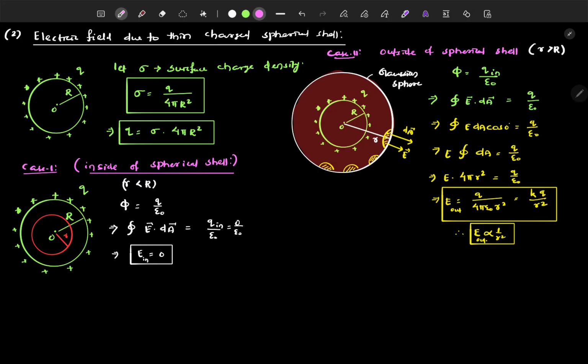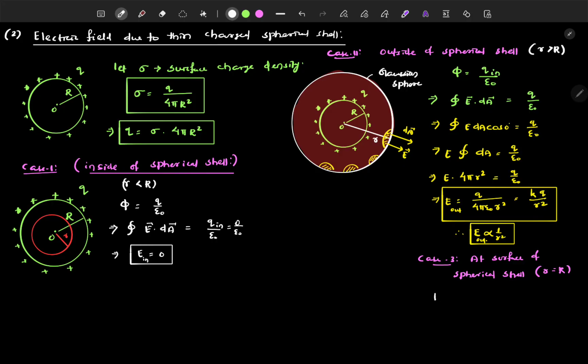Now case 3, at surface of spherical shell. This is a very simple case. At the surface of the spherical shell, remember, small r is equal to capital R. If you consider a point on the surface and draw the Gaussian sphere, the radius of the Gaussian sphere is equal to the radius of the spherical shell. So small r is equal to capital R.